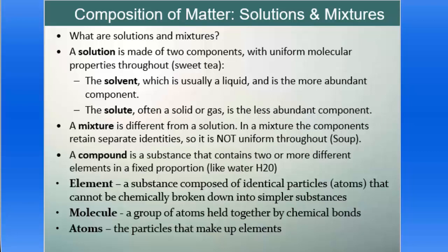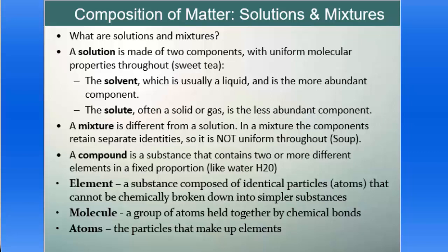So a solution is made up of two components with uniform molecular properties throughout, such as salt water or sweet tea. The solvent, which is usually a liquid, is more abundant, and the solute, often a solid or a gas, in the case of salt water, salt, or in the case of tea, it would be the tannic acid. They're often a solid or a gas, and they are the less abundant component. Now, solutions are different from mixtures, all right? In a mixture, the components retain their separate identities, so it's not uniform. Think of soup, like vegetable soup. It's a mixture of different things that all retain their separate identities.